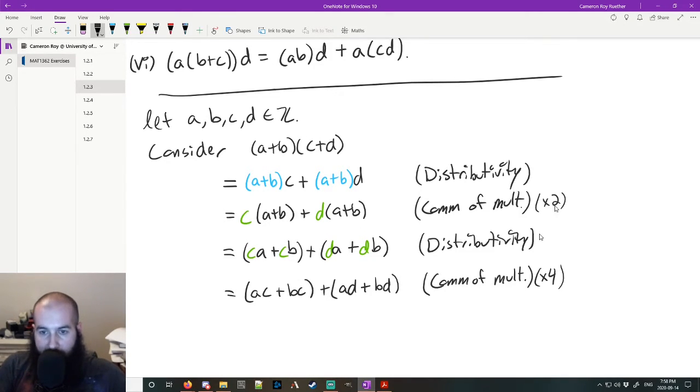But the important part is that we're only using one axiom per line. We might use that axiom multiple times, but it's only one axiom per line. And in doing so, we've connected our left-hand side here to the right-hand side. So that is a proof of part 1.